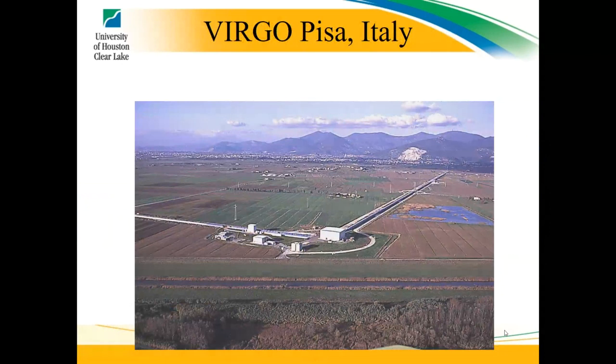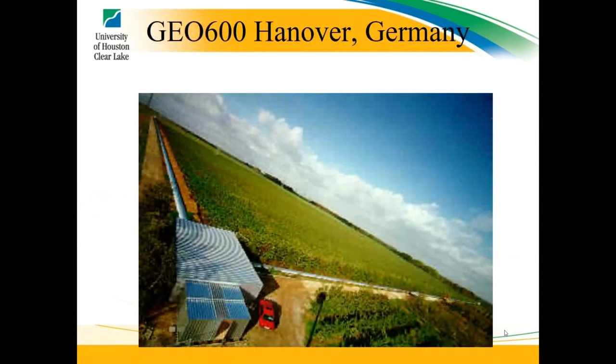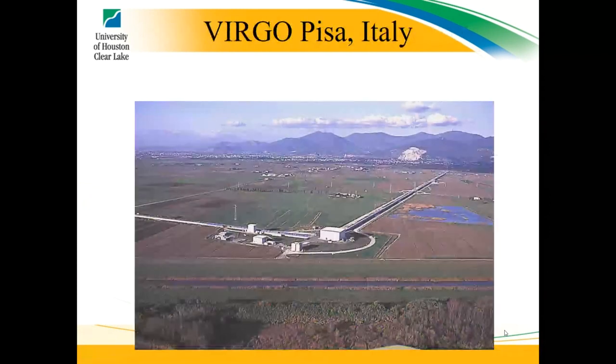This is the VIRGO site in Pisa, Italy. So if anybody wants an excuse to fly over to Pisa, there's a gravitational wave site there. And you can see here, it's probably not far from a vineyard, so it's probably pretty good. This is GEO 600 in Hanover, Germany. If you look at the central building here, this is a lot smaller than what you can see at either of these other sites.